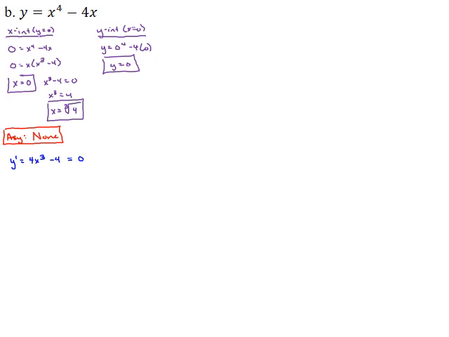I'm going to add the 4 over, so 4x cubed equals 4. I'm going to divide by 4, which is x cubed equals 1, and then the cube root of 1 is going to be just 1. It's not plus and minus because there's no even root here.